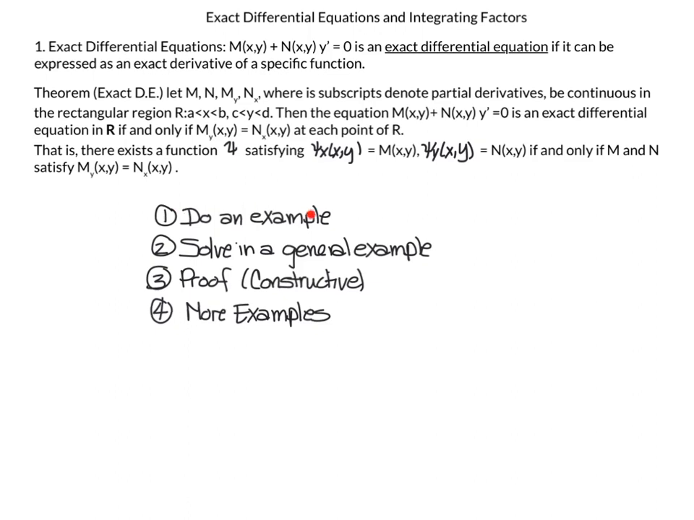What we will do is an example first, just to get a general feel for what's going on. Then we're going to use our example to help us solve the general example, which is M(x,y) plus N(x,y) times y prime equal to 0. We'll use this then to do a proof, and the proof will be constructive. It'll tell us how to find psi. And then once we have instructions on how to find psi, we'll do some more examples.